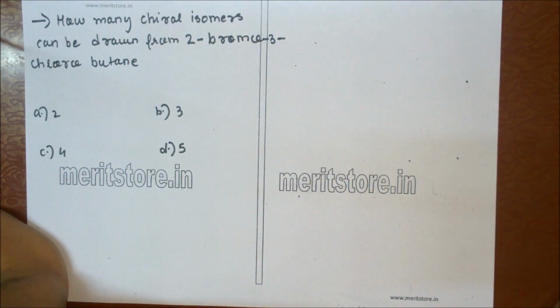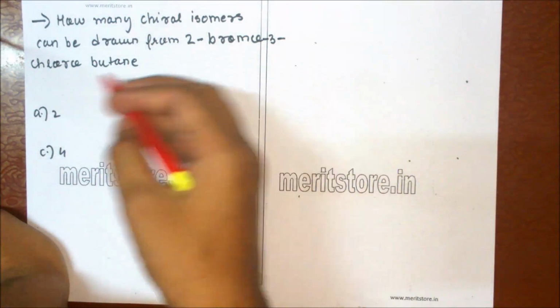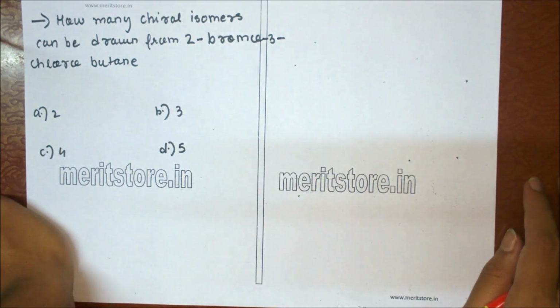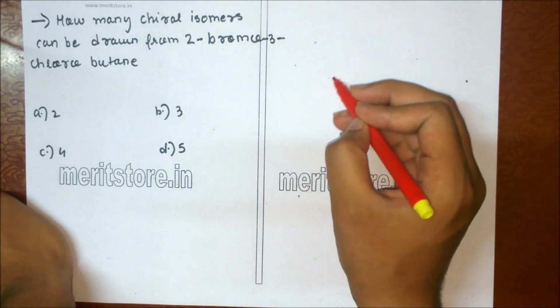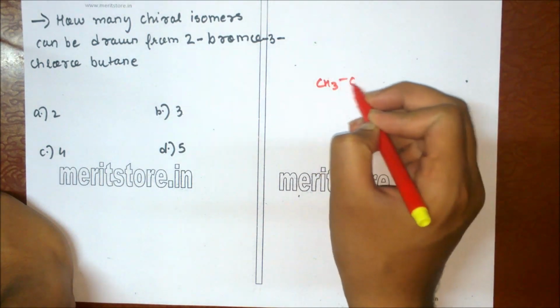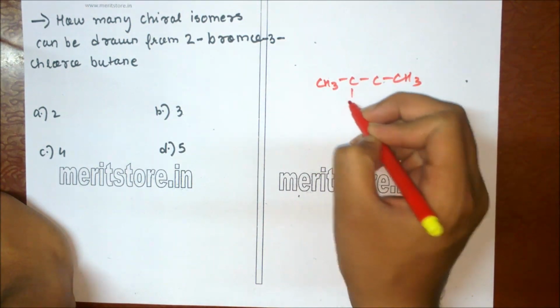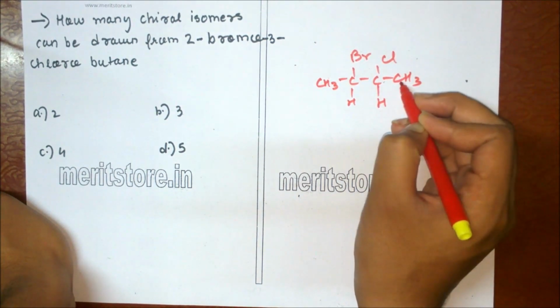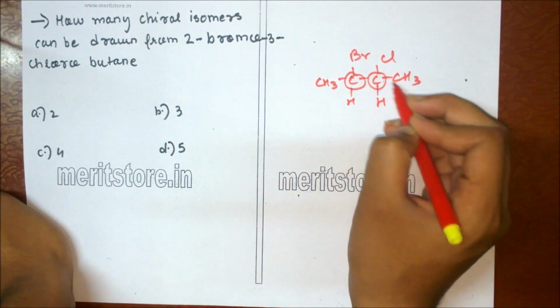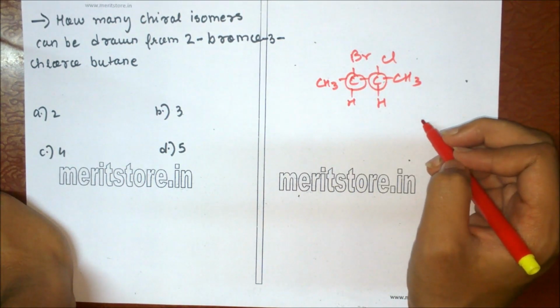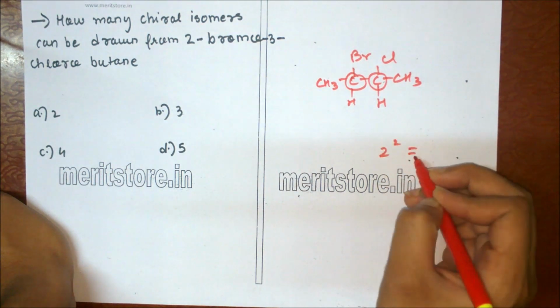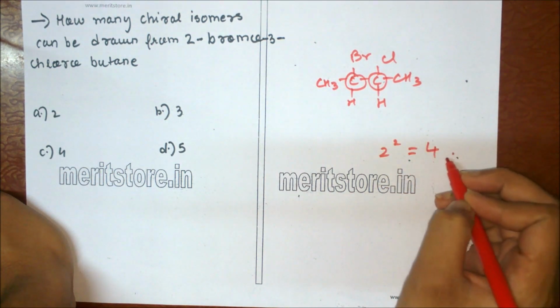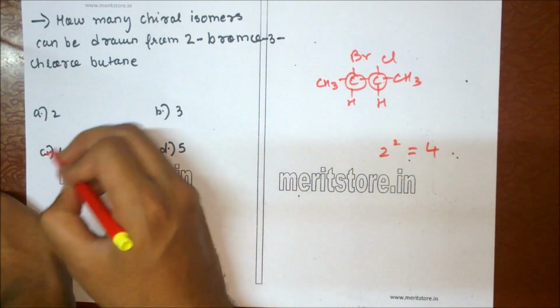How many chiral isomers can be drawn from 2-bromo-3-chlorobutane? So we have to find the chiral isomers. 2-bromo-3-chlorobutane has 2 chiral carbon atoms. As we can see, the structure is CH3, CH3, one hydrogen here, bromine and chlorine. As these 2 carbons have all the substituents attached different, there are 2 chiral carbon atoms. So the formula is 2 raised to n, so 4 optical isomers can be obtained. Option C is the correct answer.